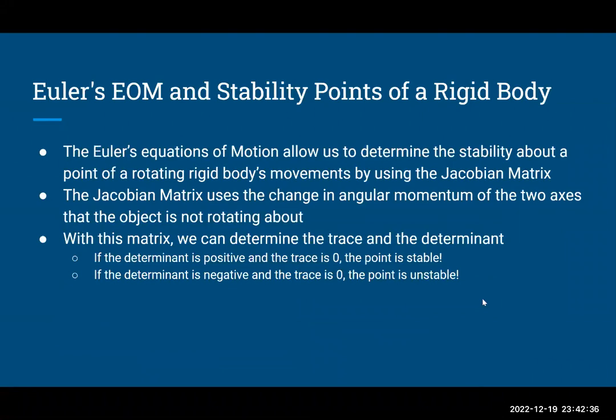In order to determine stability, we utilize the Euler's equation of motion with the Jacobian matrix. If we solve for the change of W over time for the directions that are not rotated about, we can then enter the derivatives of the non-rotated direction in the Jacobian matrix. With the Jacobian matrix, we can solve for the determinant and the trace. If the trace is 0 and the determinant is positive, you are at a stable point. Else, if the determinant is negative, it is unstable.